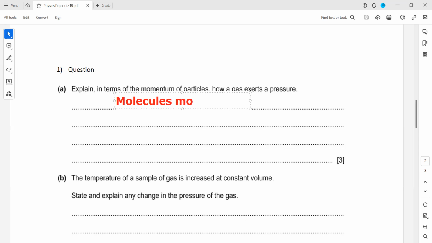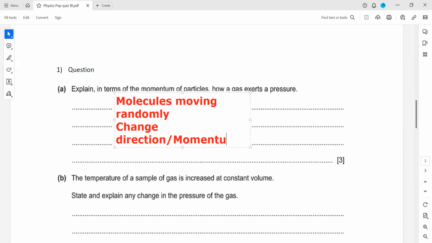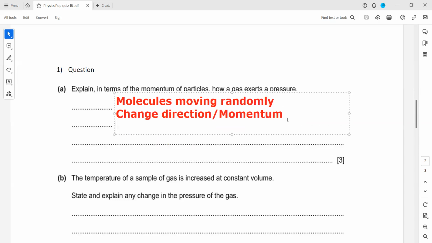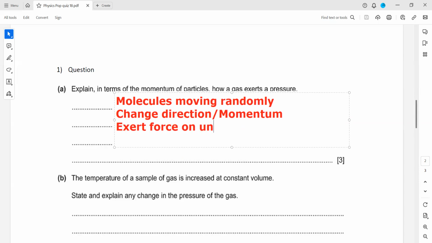If the molecules are moving randomly, they change the direction and momentum. When the gas molecules are moving randomly, they will change the direction as well as the momentum. And whenever they change the momentum, the particles exert force on unit area. And when they exert force on unit area, it will create a pressure.